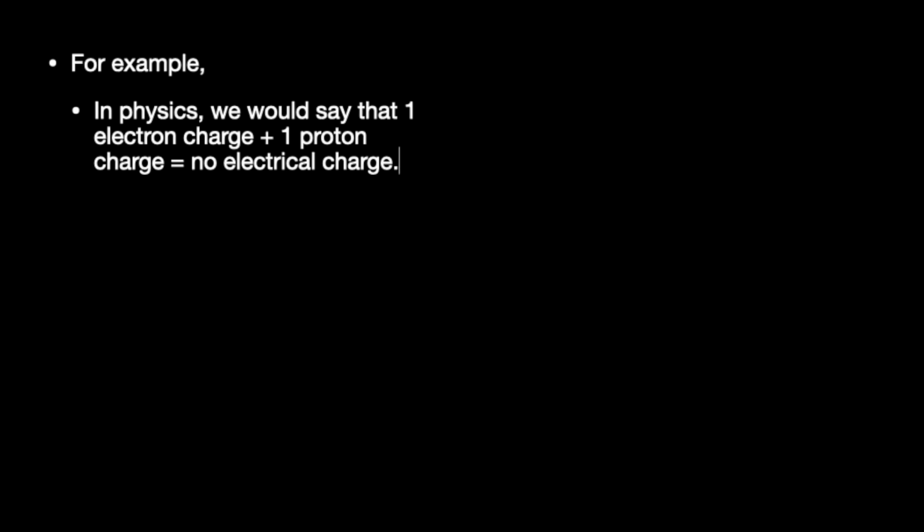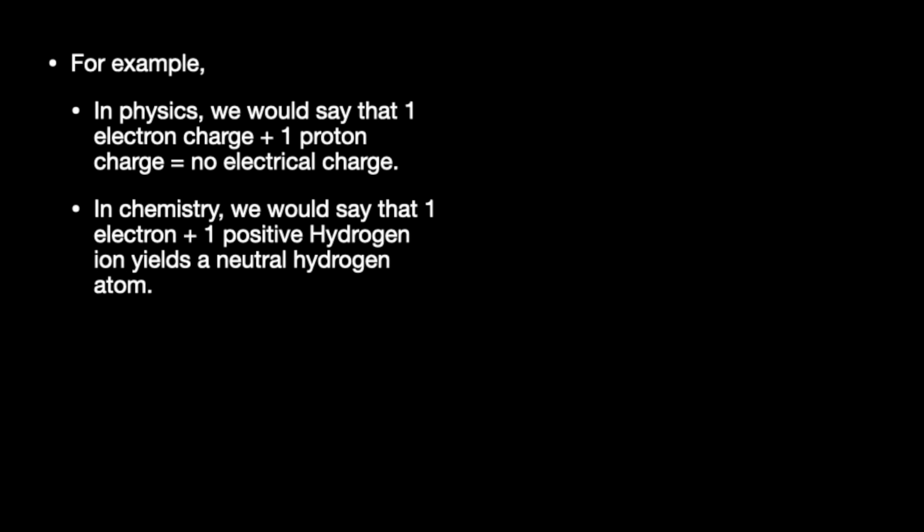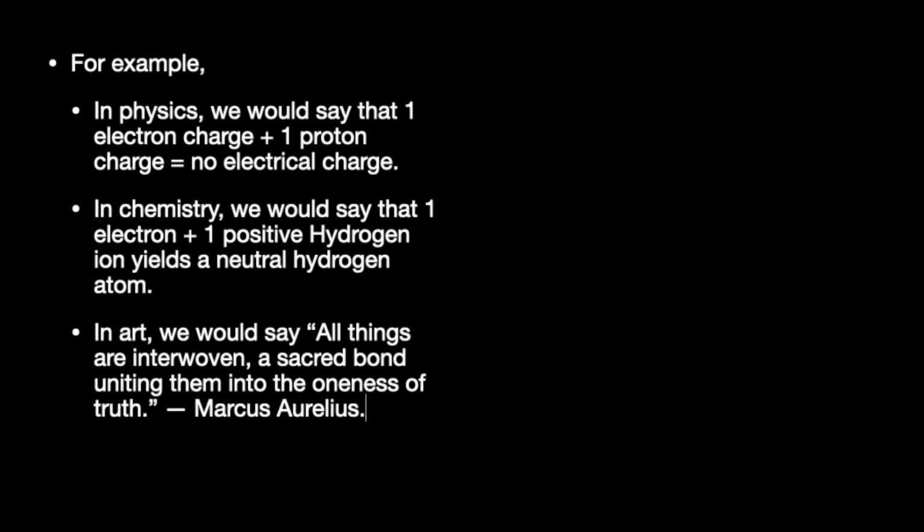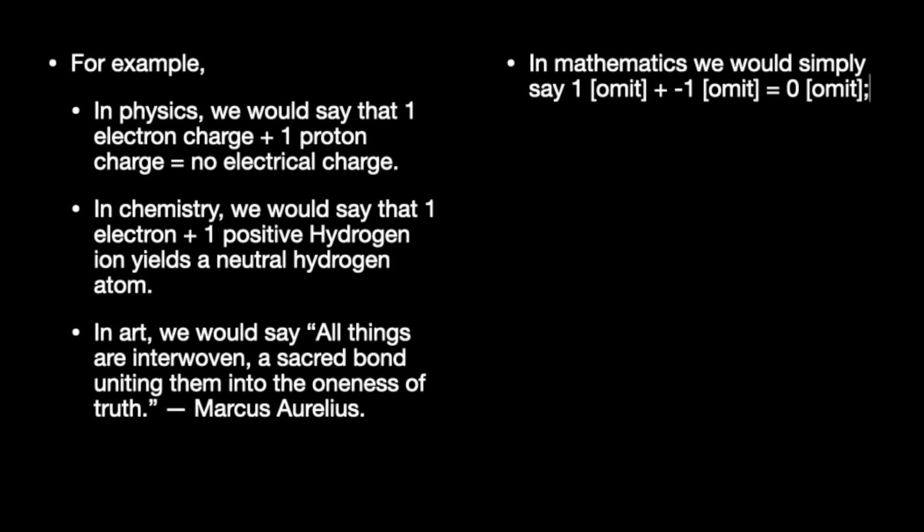For example, physics says 1 electron charge plus 1 proton charge equals no charge. Chemistry says 1 electron plus 1 positive hydrogen ion yields a neutral hydrogen. Art says harmony in nature and draws a picture of it. Math says 1, omitting the thing, plus -1, omitting the thing, equals 0, omitting the thing.